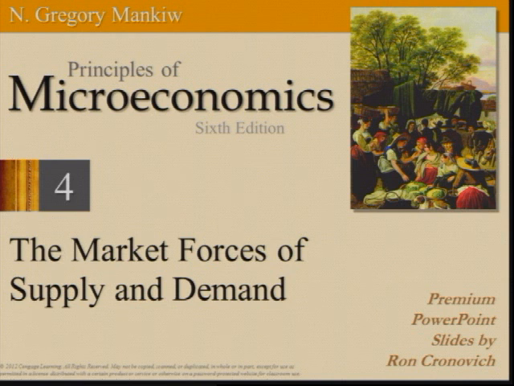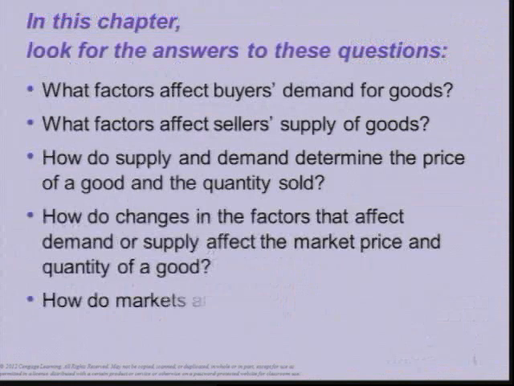All right, this is Chapter 4 from Mankiw's Principles of Microeconomics. We're talking about the market forces of supply and demand. In this chapter we're talking about competitive markets. We'll talk about the behavior of buyers and the behavior of sellers separately, and how we can use graphs and a model that represents the behavior of buyers and sellers to predict and talk about prices and quantities sold of a particular product or service.